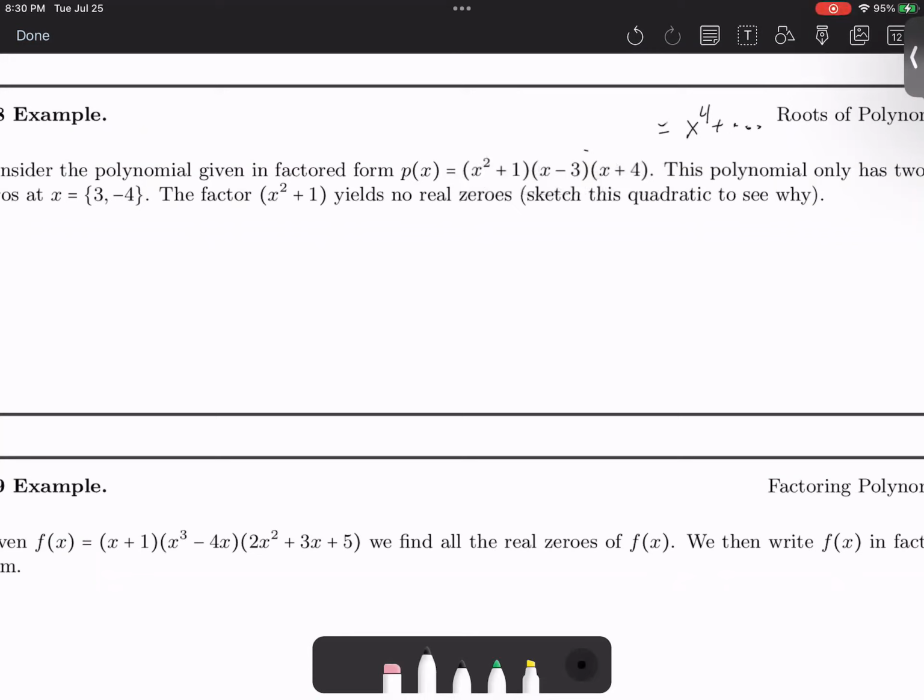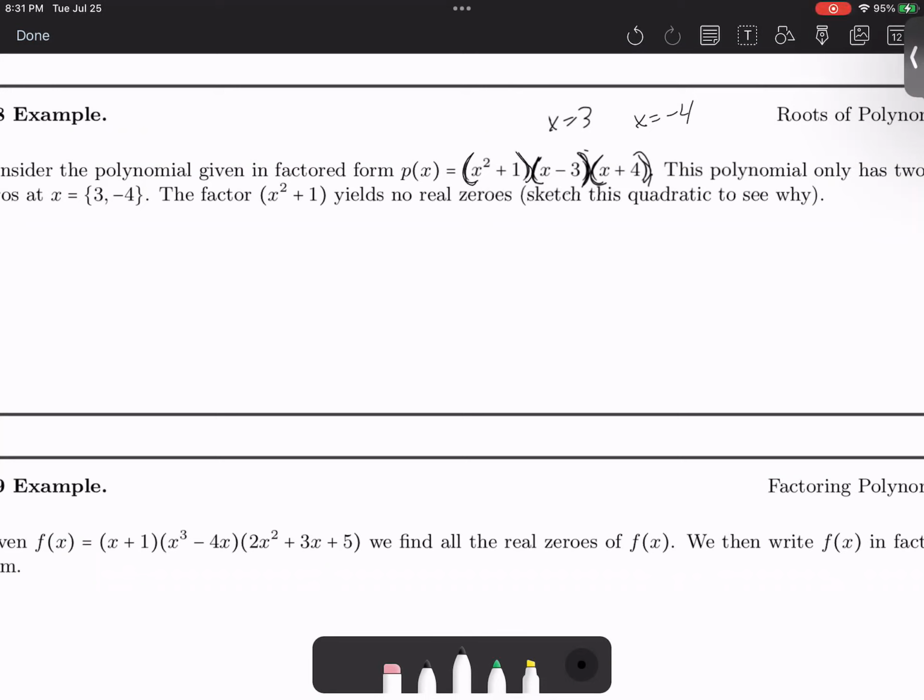Now, some of these are going to give you real zeros. For instance, this factor, x minus 3. There's a real number that makes that 0. It's when x is equal to 3. Here, the x plus 4 factor tells you that x is equal to minus 4 is going to give you a 0.